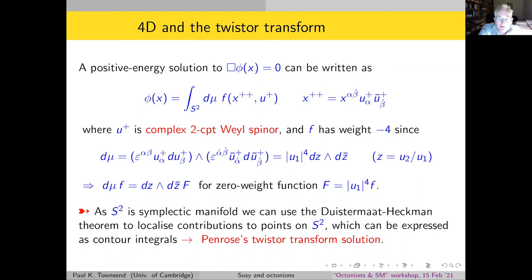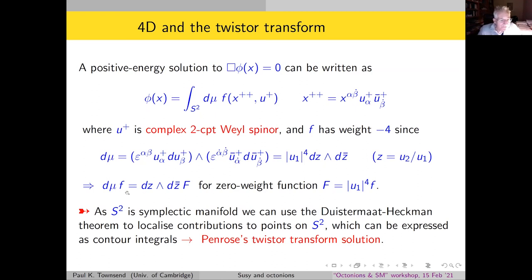And again, it depends on this x plus plus, which is now defined in the analogous way, and of course over the u plus, which are now complex two component Weyl spinors. And the integrand also has weight minus four, which of course it must. Now if I write it out in terms of the components, if I just define a complex number, which is u2 over u1, and remember that's essentially a coordinate on the celestial sphere, which is the Riemann sphere now.